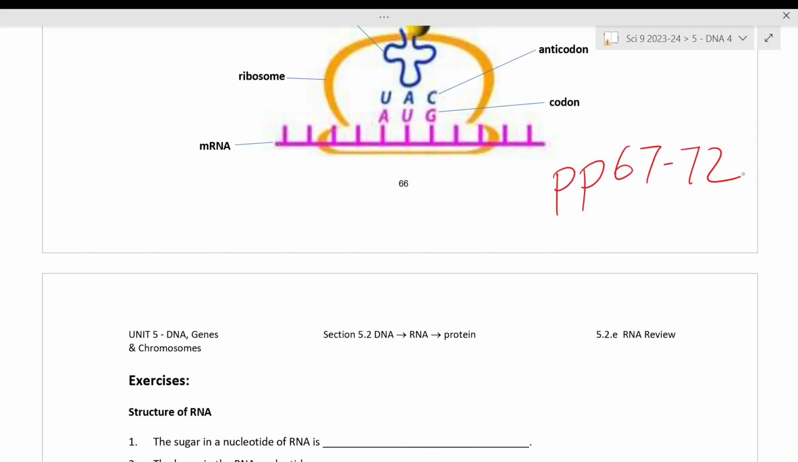Okay, the sugar from RNA. RNA starts with R.